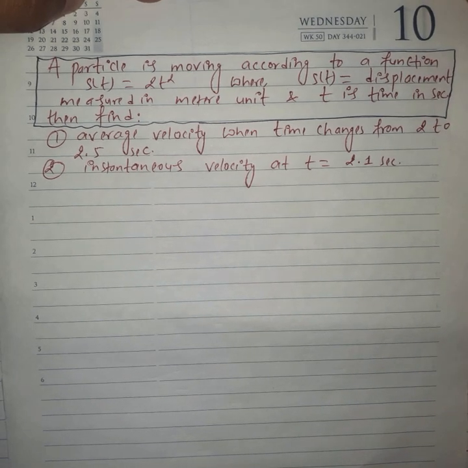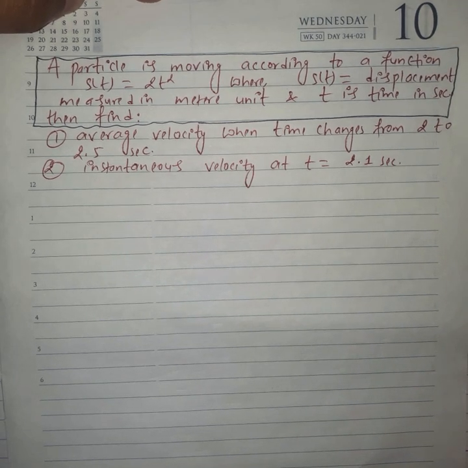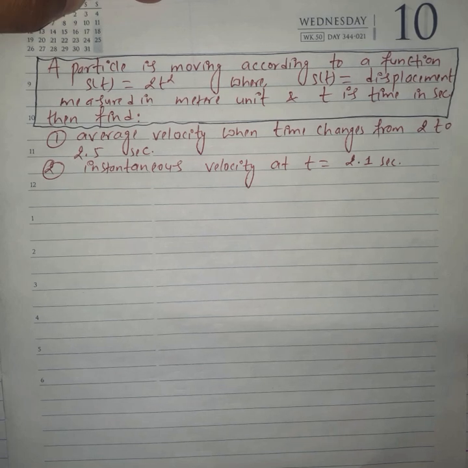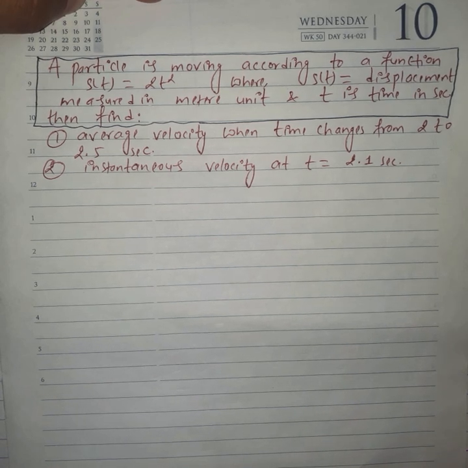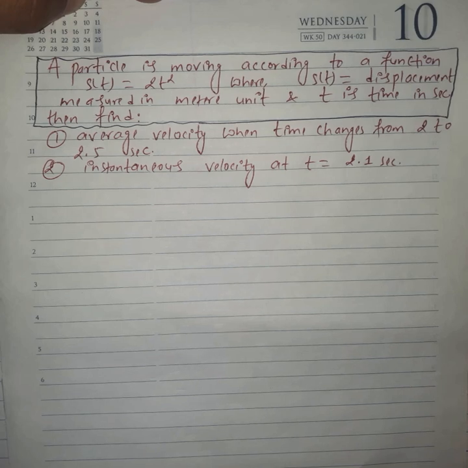Here we will discuss the concept of average and instantaneous velocity of a particle by using the concept of differentiation. Please watch this video till the end so that you will be very clear about what average velocity is, what instantaneous velocity is, and how to calculate them. Without wasting any further time, let's get started.